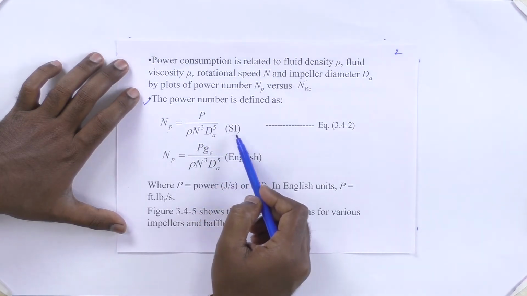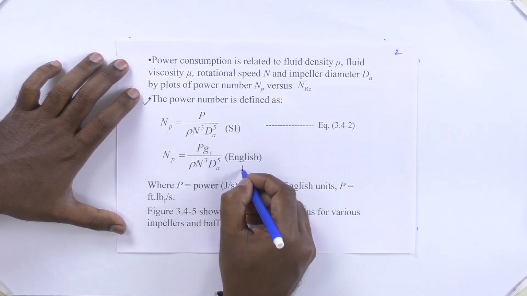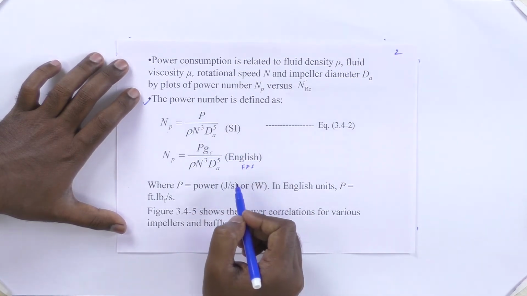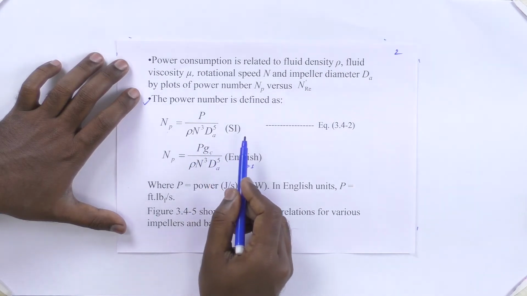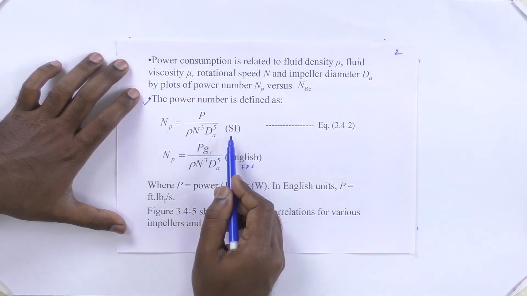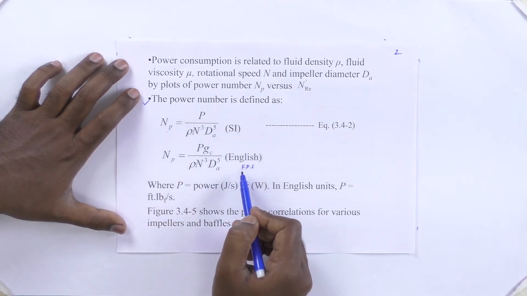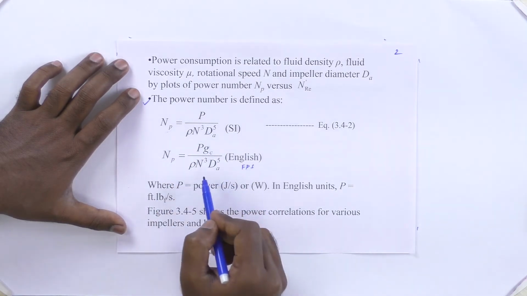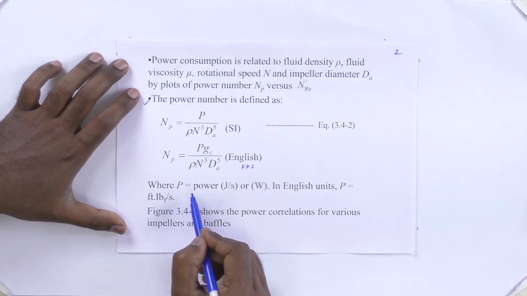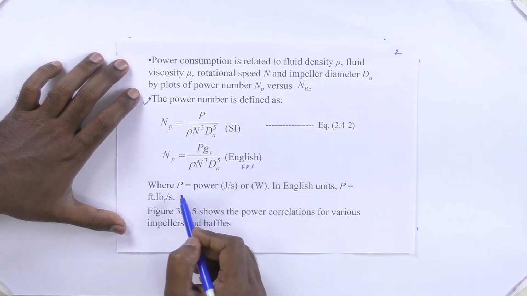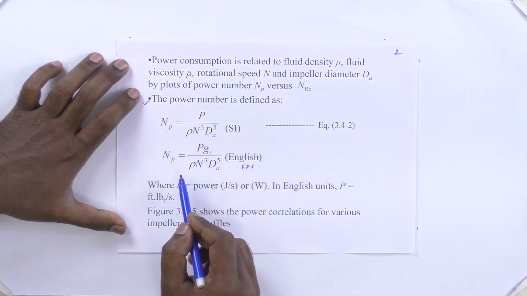And this is in the case of your SI system, and this is in the case of your FPS system. So depending upon the unit system that has been asked, we use the formulas. If it is asked in the MKS system, that is the SI system, then we use this one, and if it is asked in the FPS system, we use this formula. The unit for total power is joule per second, or we can use watt. So we can use these and calculate the power number.